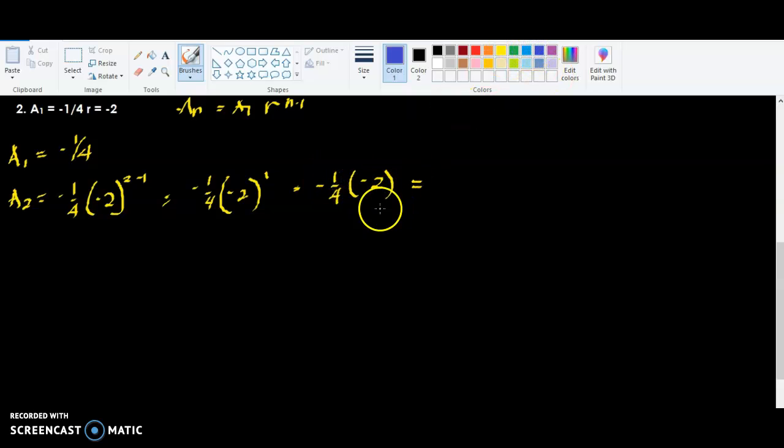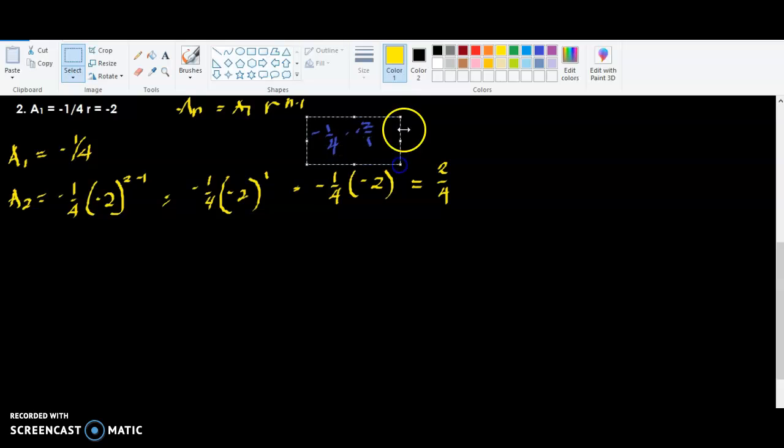Since nagmumultiply na lang naman tayo, this is also the same as negative 1/4 times negative 2 over 1. Kapag whole, palaging may 1 sa baba. So, kapag minultiply natin yan, magiging negative 1 times negative 2, that's positive 2. And 4 times 1 is 4. Okay, can we simplify this number, 2 over 4? Yes, because 2 is a factor of 4, right?